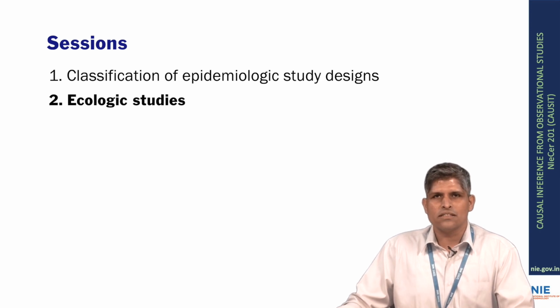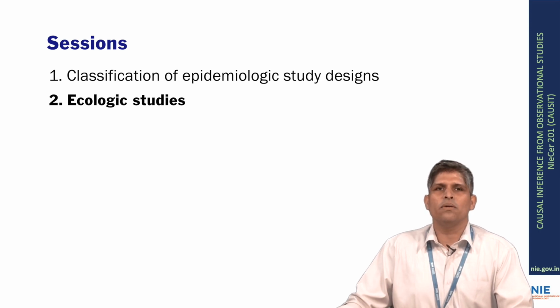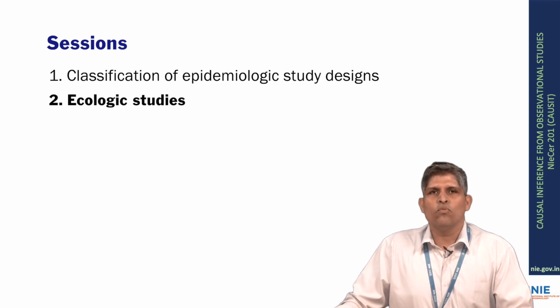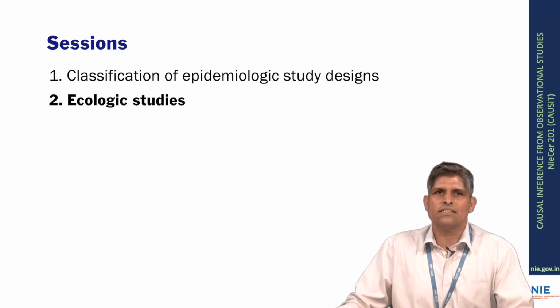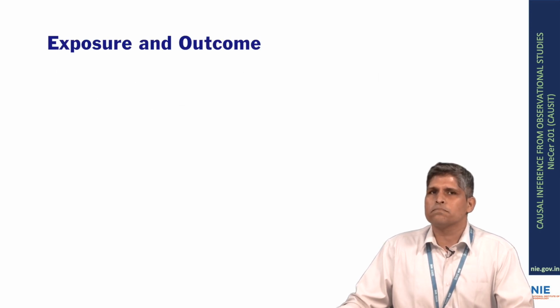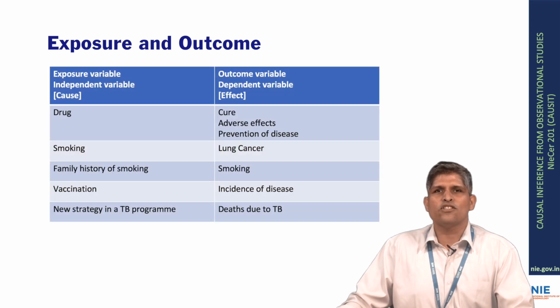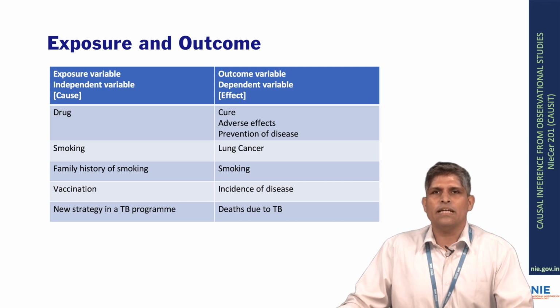In the session before this, we discussed classification of epidemiologic study designs. Now, we will discuss ecologic studies. Before we proceed, let us try and understand the two words that I'll be commonly using in this session: exposure and outcome. We discussed this in our previous session as well, but it is important that we discuss it again. Exposure variable is also called the independent variable, in common jargon, cause. Outcome variable is also called the dependent variable, and in common jargon, we refer to it as effect.